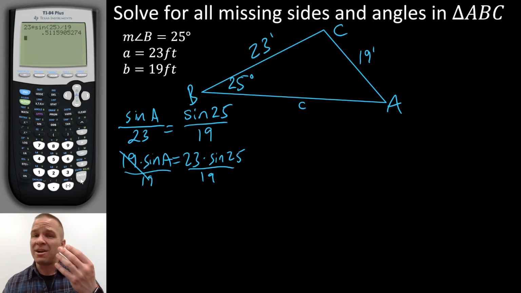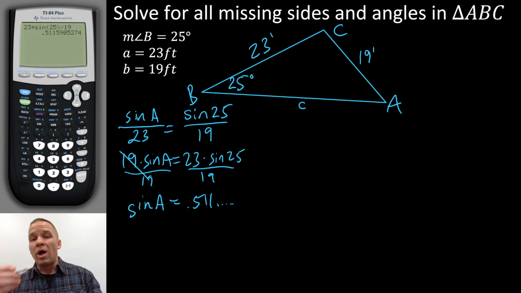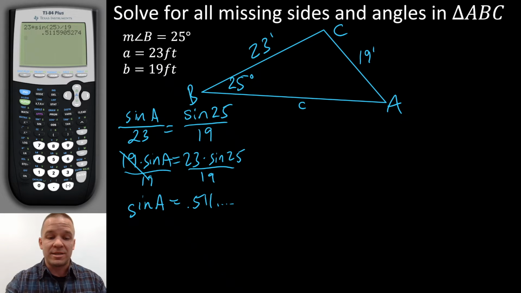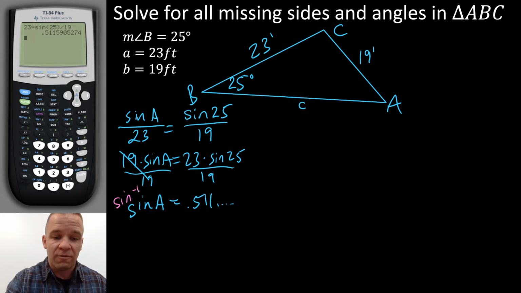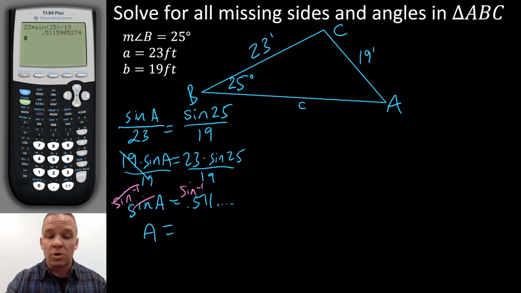If I want to get just angle A by itself, I have to do inverse sine on both sides. The way that looks is we've got sine of angle A equals this 0.511 and change. Well, I want to get just angle A by itself, so I have to take what's called the sine inverse on both sides. Whatever I do to one side, I have to do to the other. That's going to cancel out my sine and leave me with just angle A equals something.